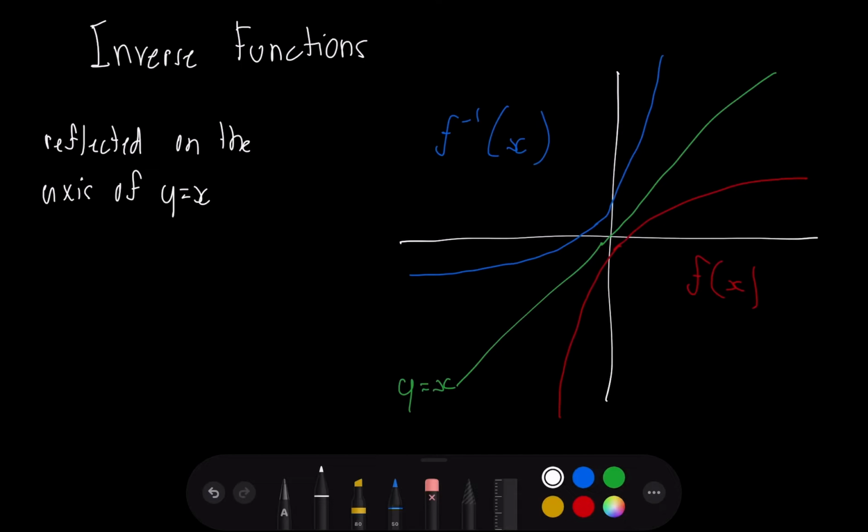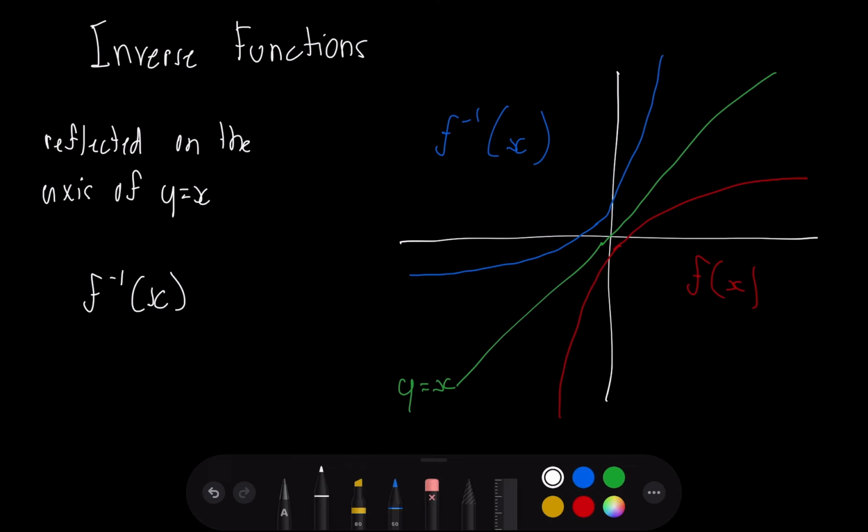In this video, we will be learning about inverse functions. Inverse functions are denoted by f to the power of -1 of x rather than f of x. And what an inverse function is, it is a reflection of the parent function on the line of y is equal to x.